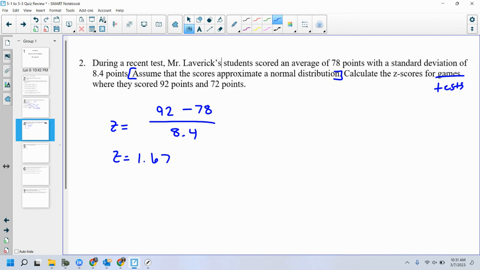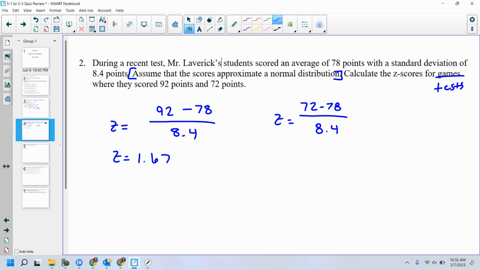Is that highly unusual? I mean, it's on the far end, but not highly. Anything 2 or higher would be pretty unusual. And then we have the z-score for 72, which is 72 minus 78 divided by 8.4.